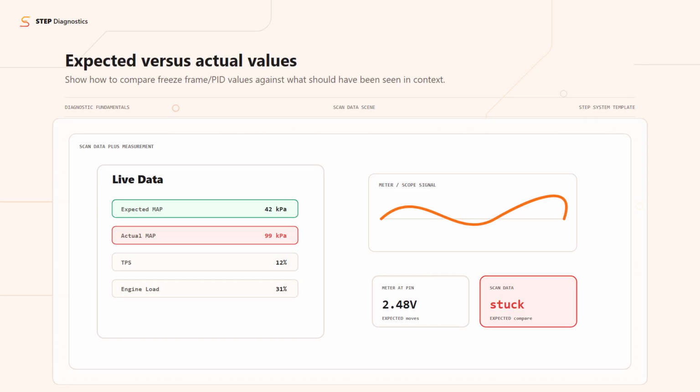Interpreting freeze frame means knowing the difference between typical and out-of-range values. For example, was the sensor reading abnormally high or low for the engine speed and load? Compare the captured data to what would be expected in those circumstances.